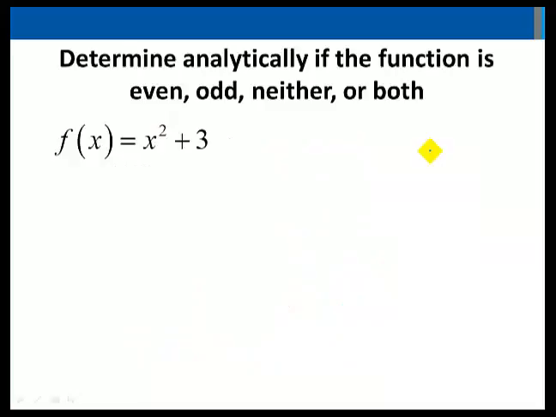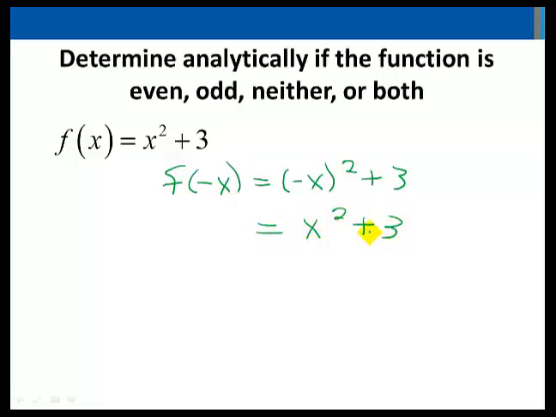Let's determine analytically if the following function is even, odd, neither, or both. This function is f of x equals x squared plus 3. To begin with, we'll find f of negative x by replacing x with negative x. Simplifying gives us f of negative x is equal to x squared plus 3. This is equivalent to the original function, so here f of x equals f of negative x, and our function is even.